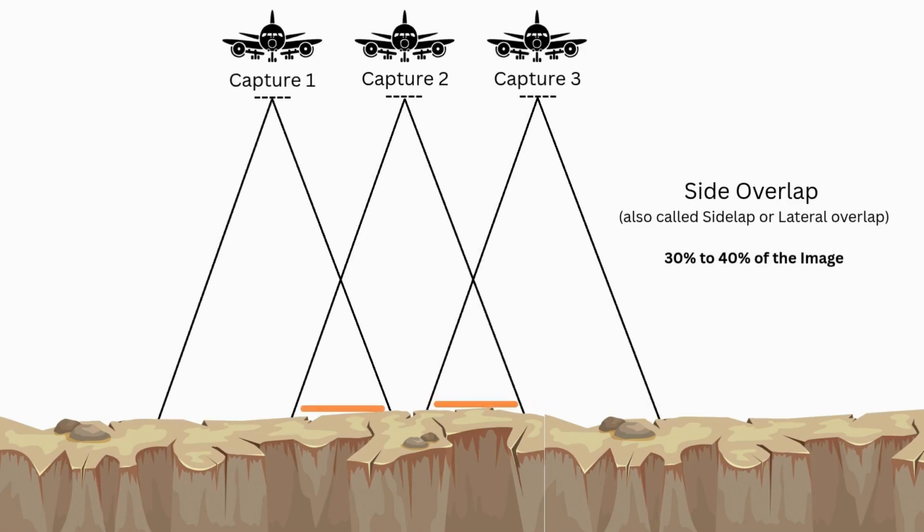2. Side overlap, also called side lap or lateral overlap. Side overlap is the area shared between adjacent flight lines. The typical side overlap is 30% to 40%. This ensures smooth transitions between flight paths and prevents gaps in the final map.